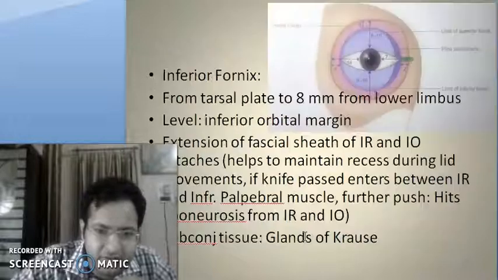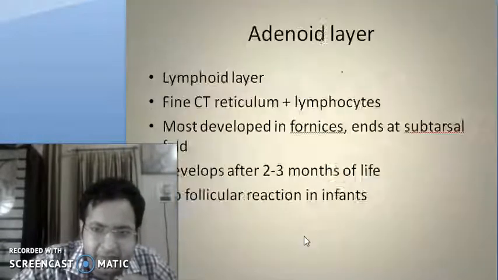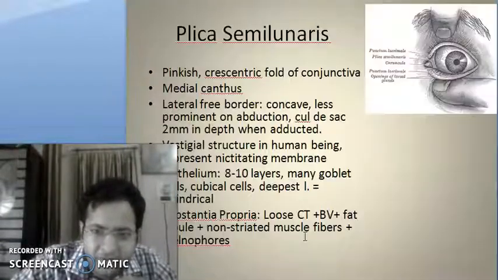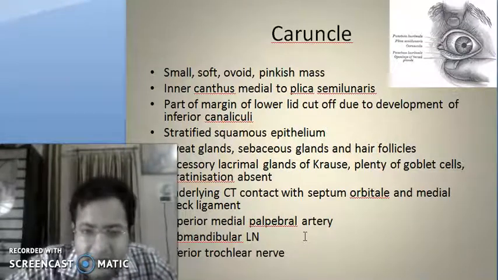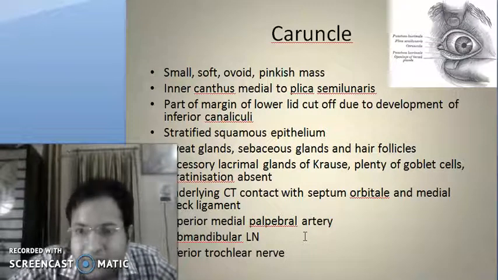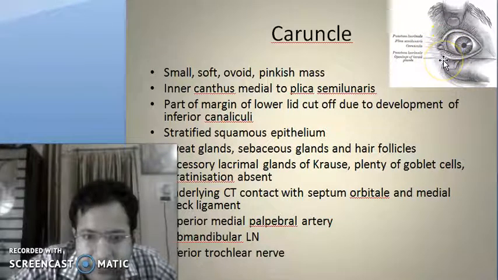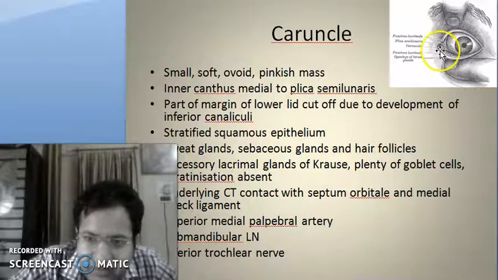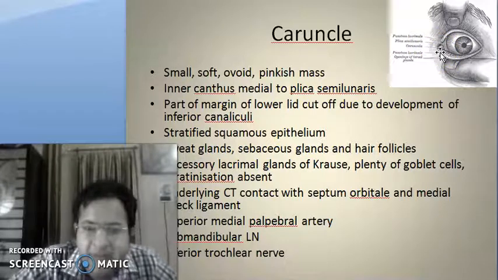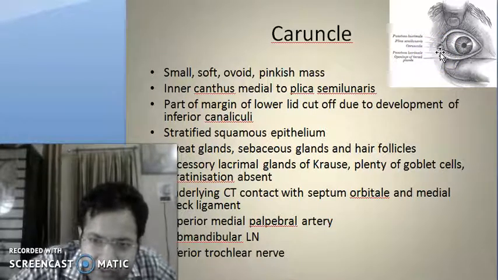Continuing with the structures at the medial canthus, the caruncle. What is a caruncle? It is a small, soft, ovoid, pinkish mass at the inner canthus, and it is medial to the plica semilunaris. It is part of the margin of the lower lid.